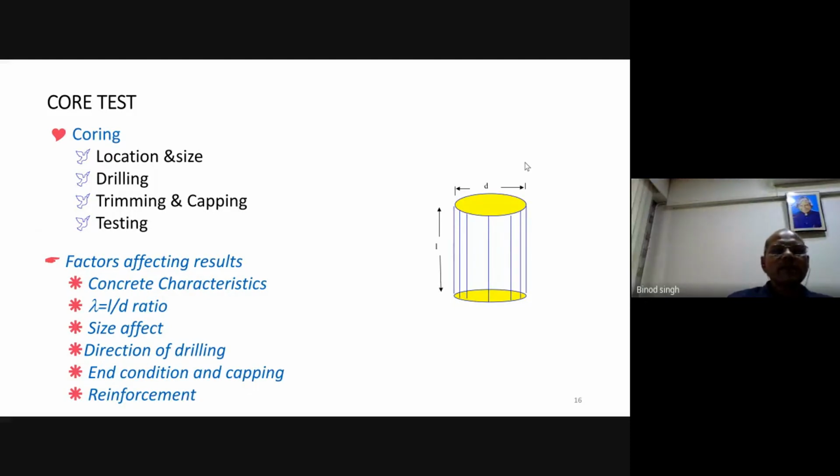So what are the factors affecting the result? That is the concrete characteristic, length by diameter ratio, size effect, direction of drilling, end condition and capping, reinforcement. Suppose reinforcement is cutting in between, then certainly we are going to get a lesser value. So there is a correction formula for all that.